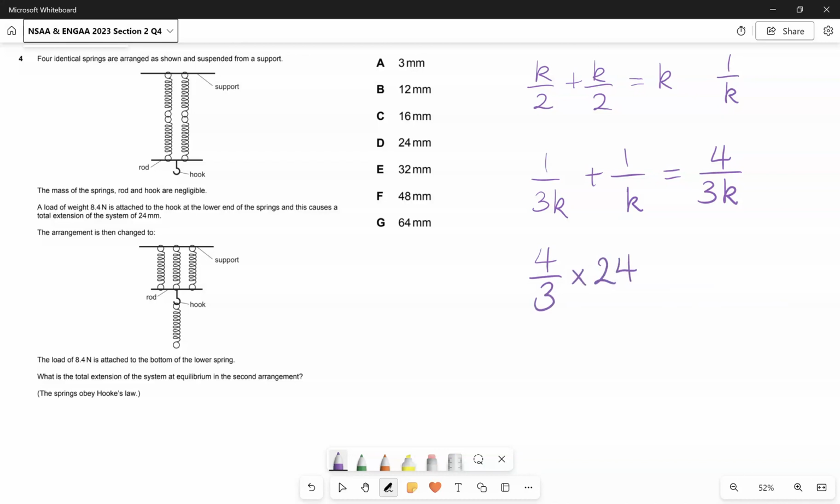So 4 over 3 times 24 millimeters. Because I can see here it's got a 4 over 3 in front of the 1 over K, and we know that the extension is F over K, as mentioned earlier. So 4 over 3 times 24, so 24 over 3 is 8. 8 times 4 is 32 millimeters. So we get the answer of E for this extension.